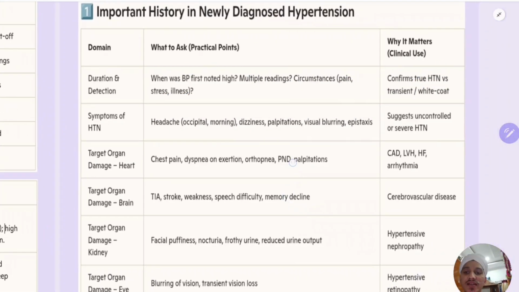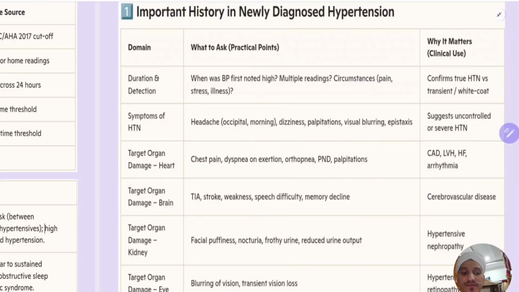Then you ask for symptoms of hypertension. Remember, Oxford says only 20% of patients experience symptoms of hypertension, and most patients who have headache and think it may be due to hypertension have it because of their thought of BP, not due to BP. But even then, if there is headache in 20% of individuals, the headache of BP will be in the occipital region, and it will be in the morning.